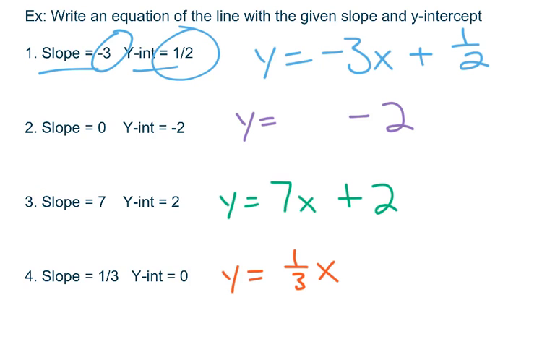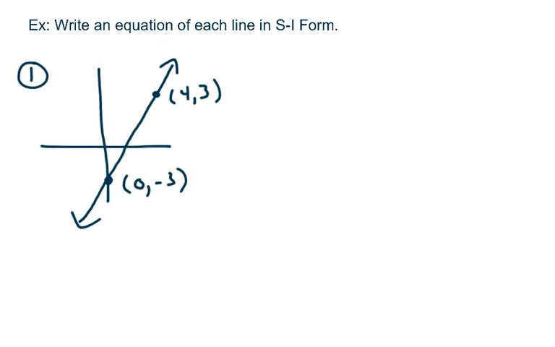Okay, so those are the basic examples. The examples do get a little more complex, not too much in this section, but let's move on. Write an equation of each line in slope-intercept form. If we're going to write it in slope-intercept form, we need to know two things. We need to know the slope, and we need to know the y-intercept. Let's start by finding the slope. We're given 2 points, (4, 3) and (0, -3). We need to find the slope.